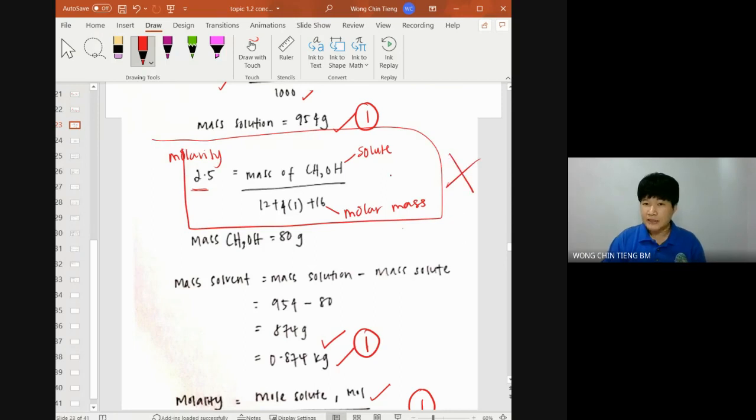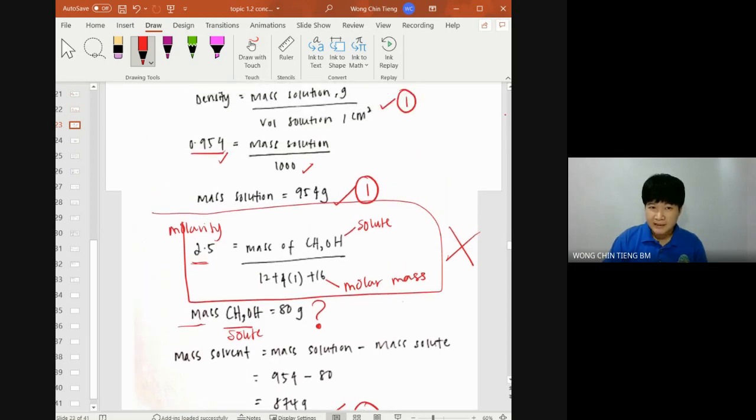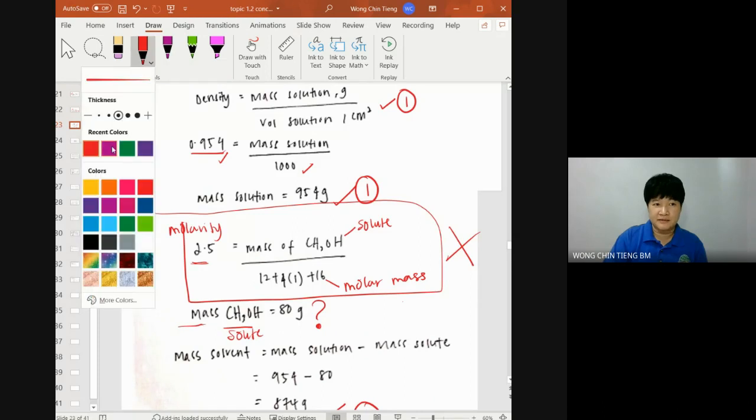I don't know what this is. And if you are getting right now mass of CH3OH 80 gram, okay, so that is your mass of solute, 80 gram. Where does it come from? Look at your friend's answer. A mass. Okay. I don't know what your friend did to get this. But I think it should be something like this.